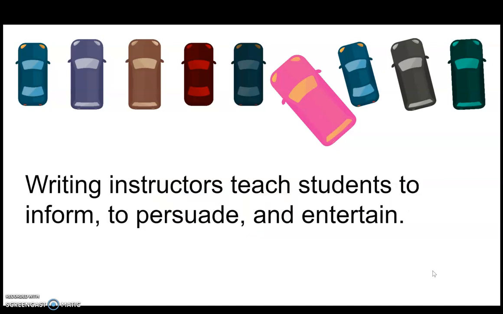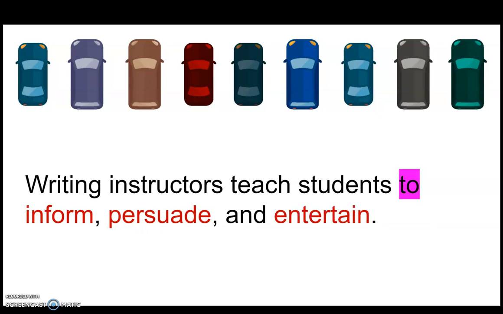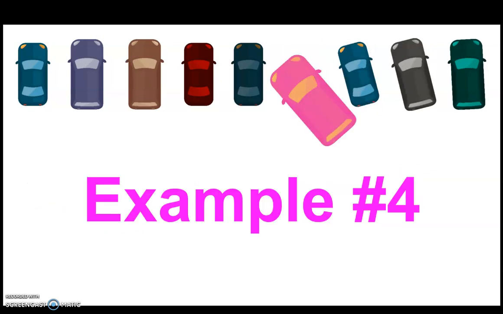Here's another example of faulty parallelism. Writing instructors teach students to inform, to persuade, and entertain. Another one that might be a little bit sneaky. We have to inform and to persuade, but we do not have to entertain. To fix it, we just add that little to, and all three of those items in the list are the same. Another way you can do this is to use to only one time at the beginning of the list. Writing instructors teach students to inform, persuade, and entertain. Either way works just fine.